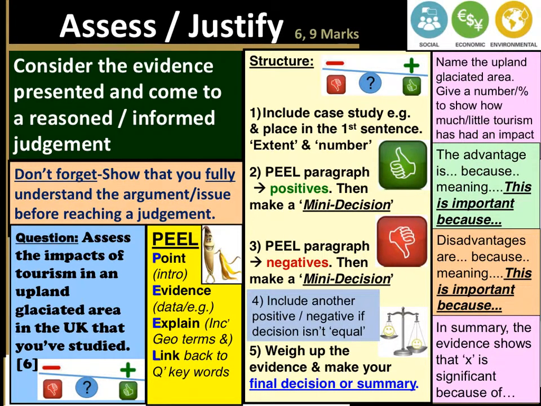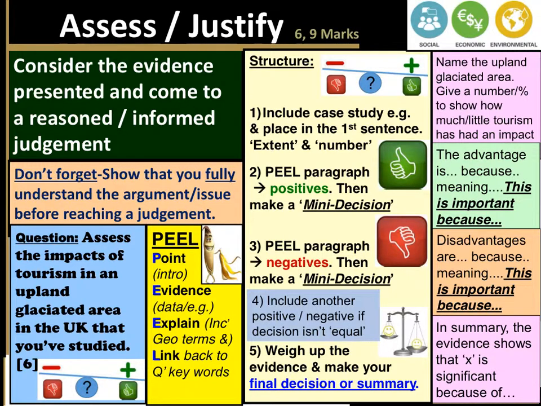In order to get top marks on assess and justify, you need to show that you fully understand the argument and the issue before you reach a judgment. So that's a full understanding with data, geography words, development, place names and examples. A possible question might be, assess the impacts of tourism in an upland glaciated area in the UK that you have studied. That could be 6 or 9 marks.